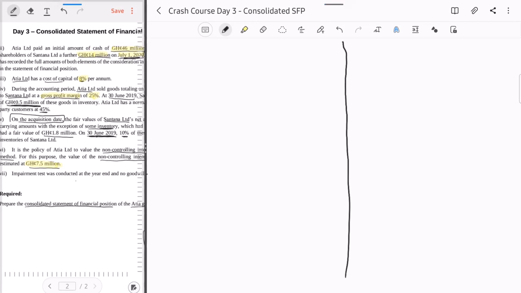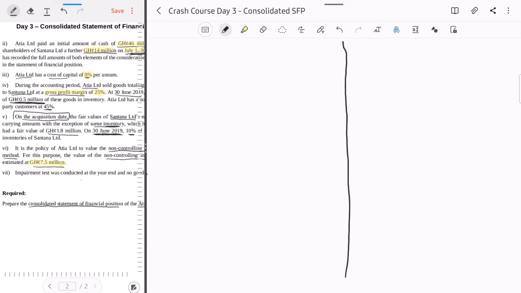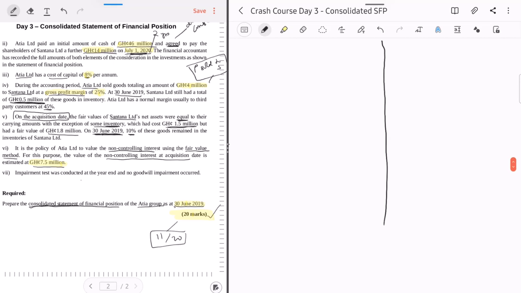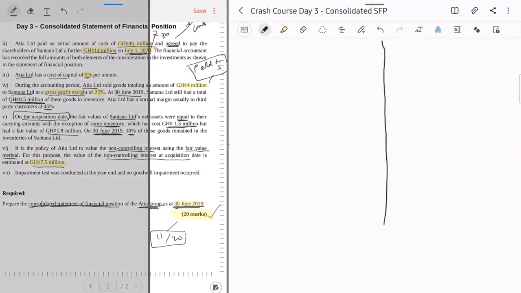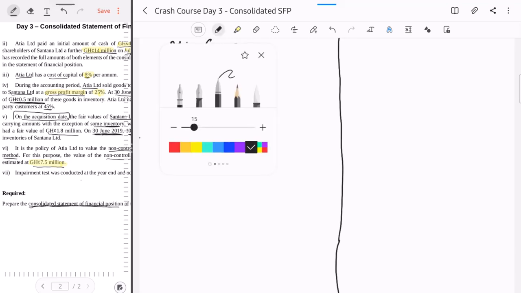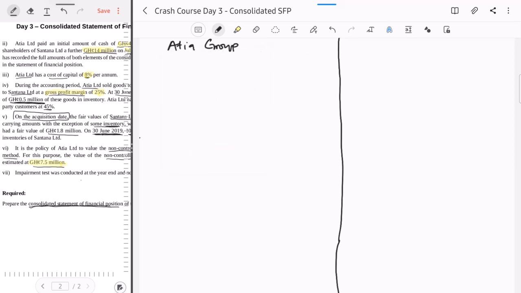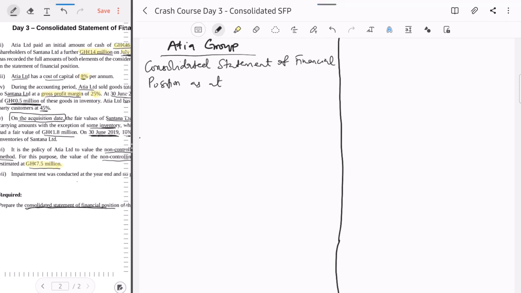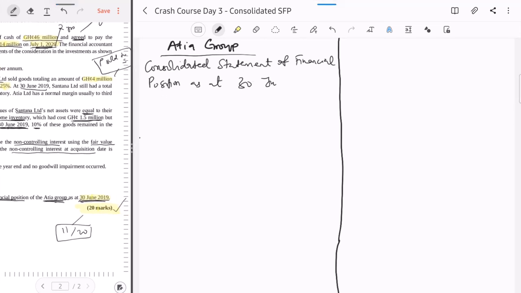So let's come to the question. What did they say? They said prepare the consolidated statement of financial position of Atia Group as at 30th June 2019. So that's exactly what we're going to do. We're going to prepare the consolidated statement of financial position as at, what's the year end again? As at 30th June 2019. You underline it neatly.